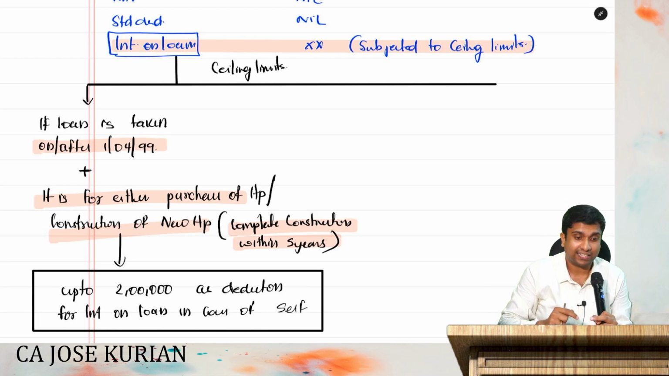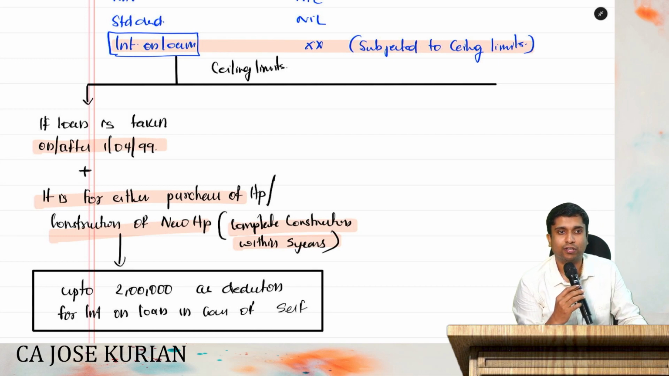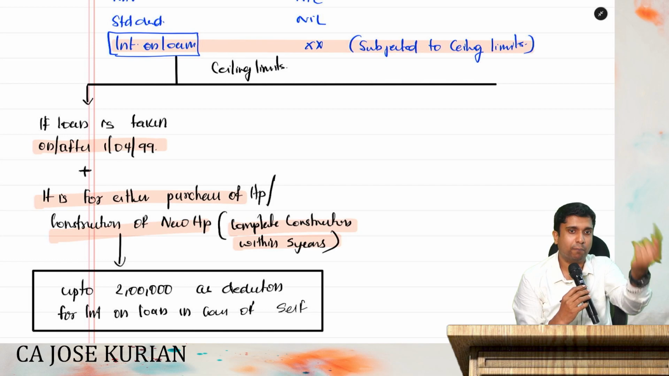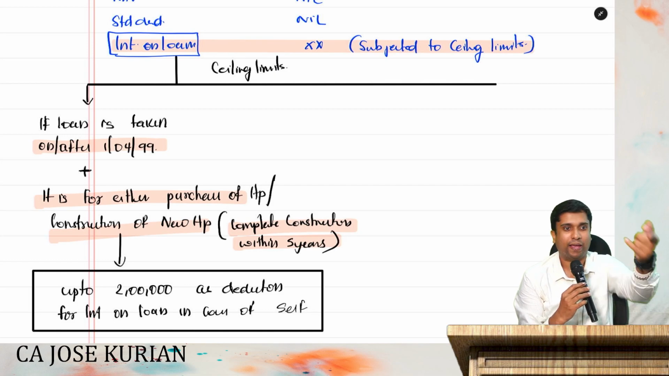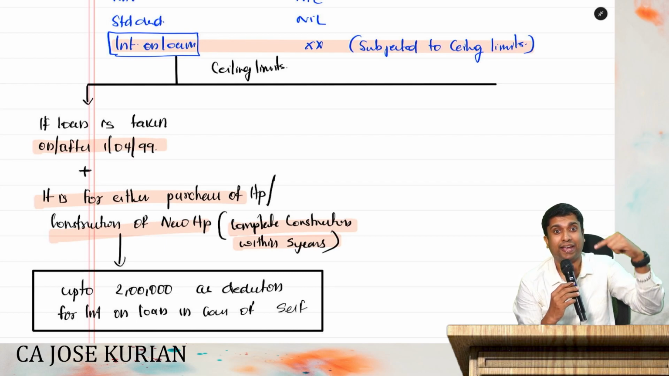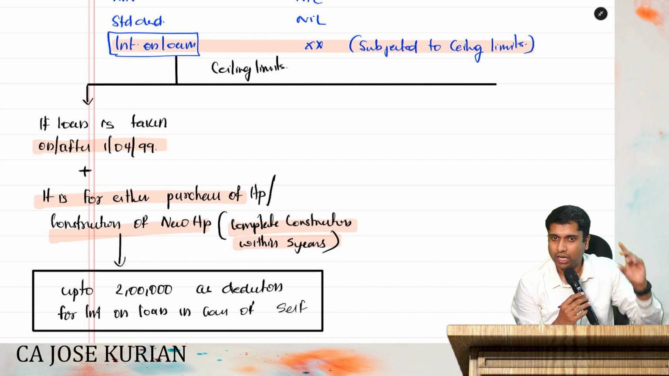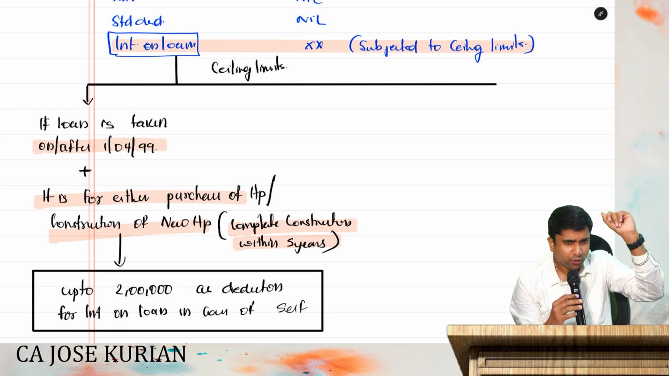And one more thing is there. Whether the interest is paid or not, you can claim this deduction. What do you mean by that? Say the interest is payable. You haven't paid it, but it is payable. You can claim deduction. There is no mandate that you have to actually pay the interest. Once it is accrued, you can claim it as a deduction. Are you all with me?